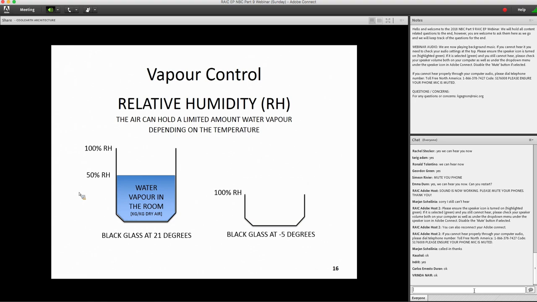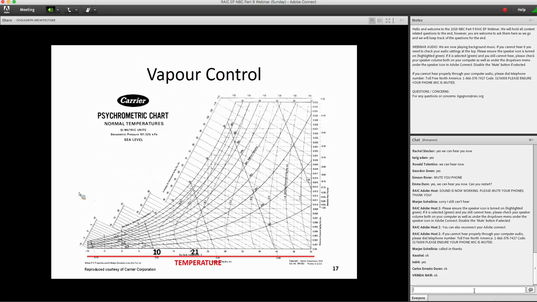Again, we have this amount of water at 21 degrees, and when we move this air to minus 5 degrees, we still have the same amount of water, but the glass gets smaller, and we have condensation. So this is a little bit too technical, but I want to spend 2 minutes showing you guys this.